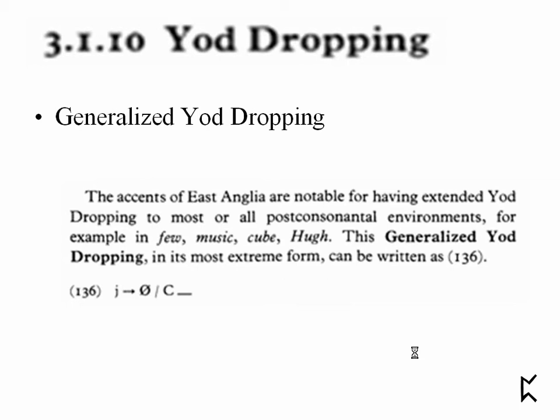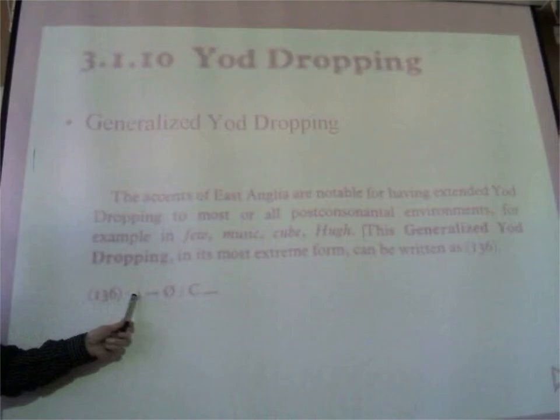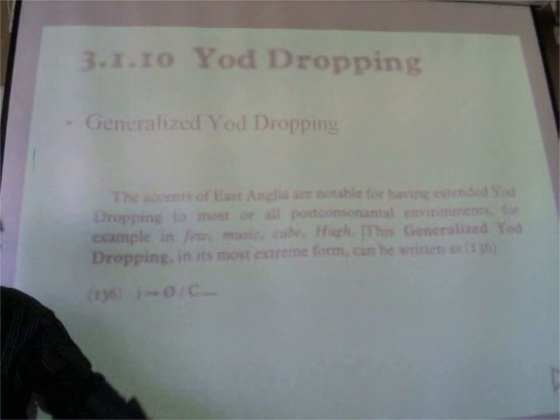No, this is not the change that Camille is talking about. This is something which happens in a very small area of East Anglia. They have yod dropping in most or all post-consonantal environments. For example, in words like few, music, cube and hue, they will say foo, moosic, coob and hoo. You don't get that anywhere else in the world. It's generalized so that yod has become zero after every consonant. It's dropped off after every consonant. That's only in East Anglia.